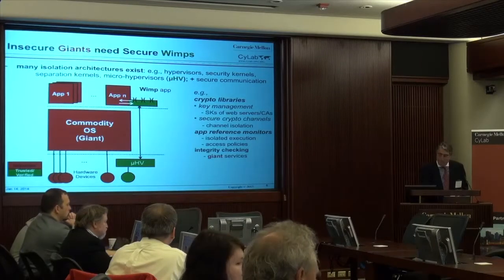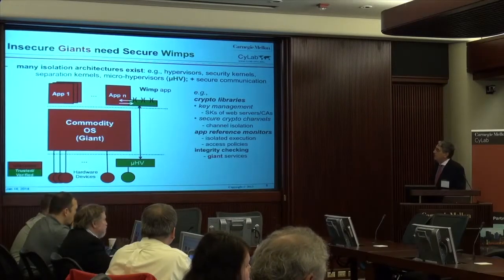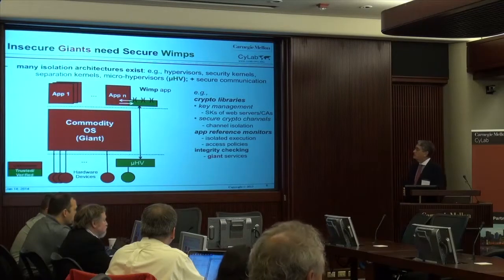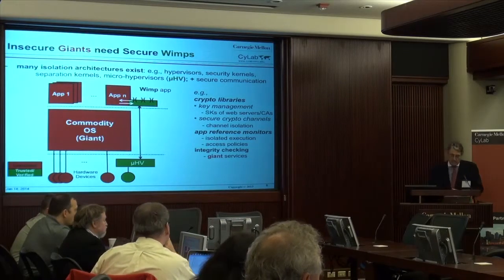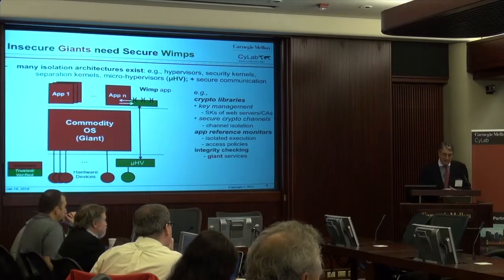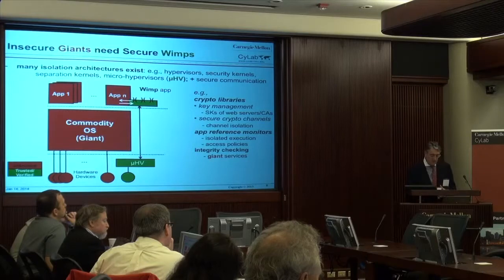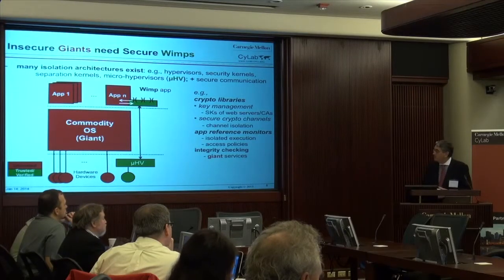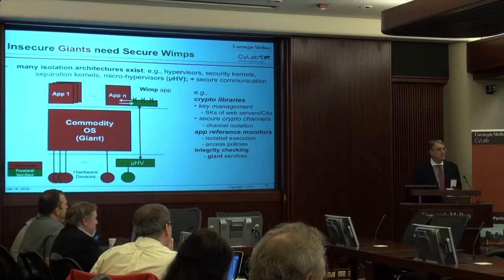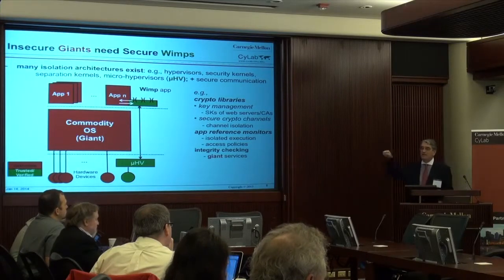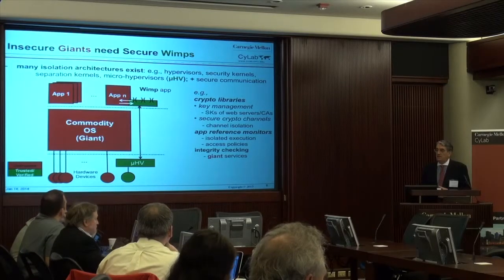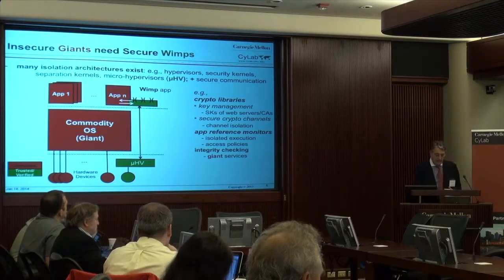All right, so the isolated applications that we have are crypto libraries, for example, for key management, secure keys of various web servers, secure crypto channels provided by WIMPs. Application reference monitors are provided by integrity checking, meaning that WIMPs can implement integrity checking of the giant application behavior. Okay, so WIMPs have been used in practice.